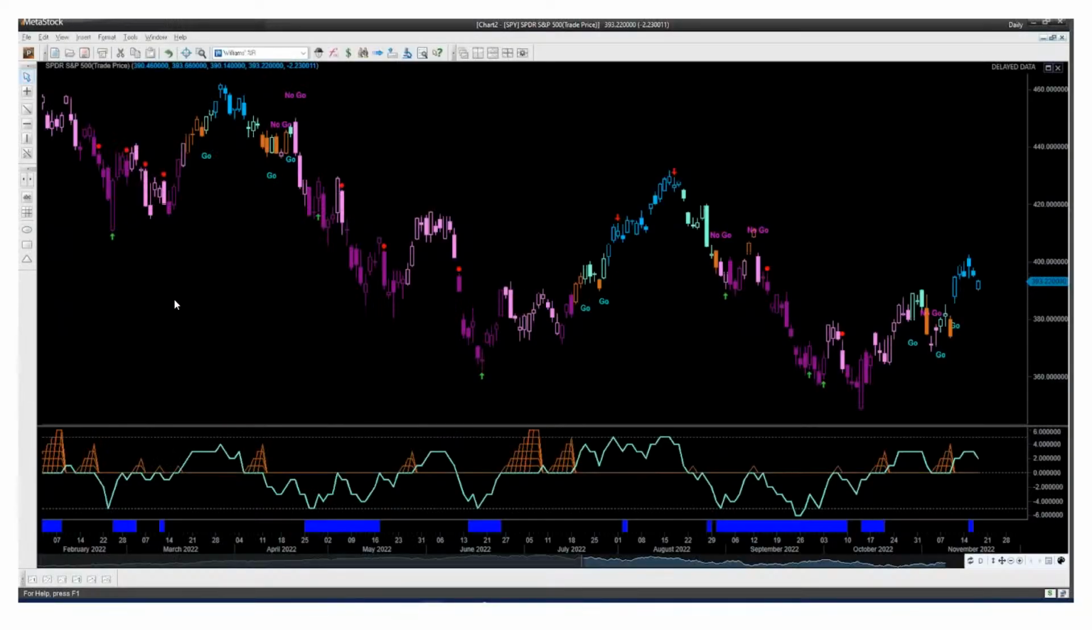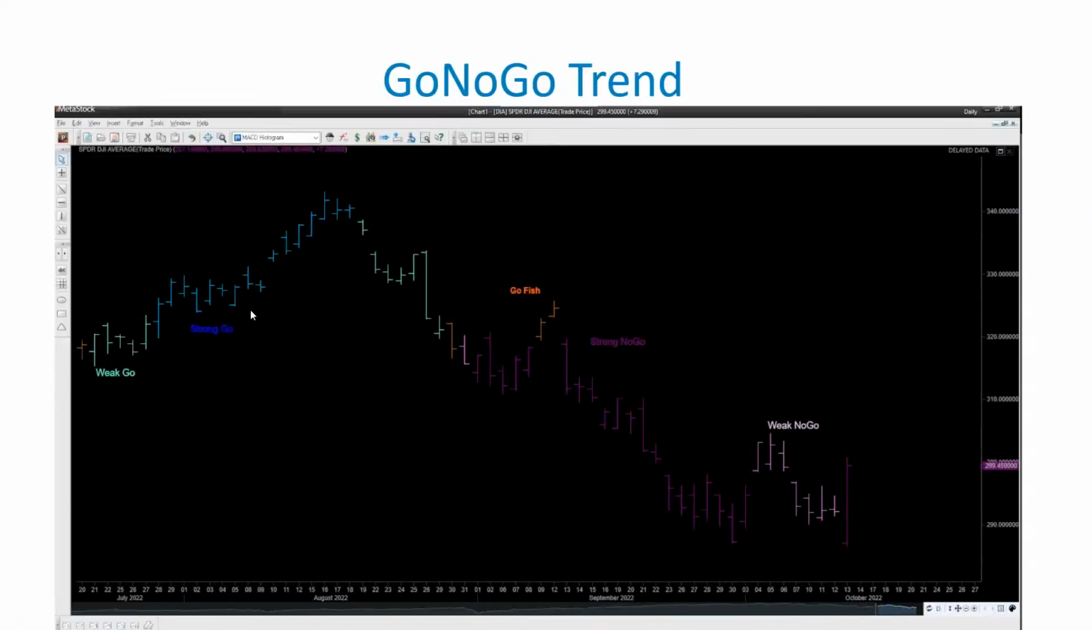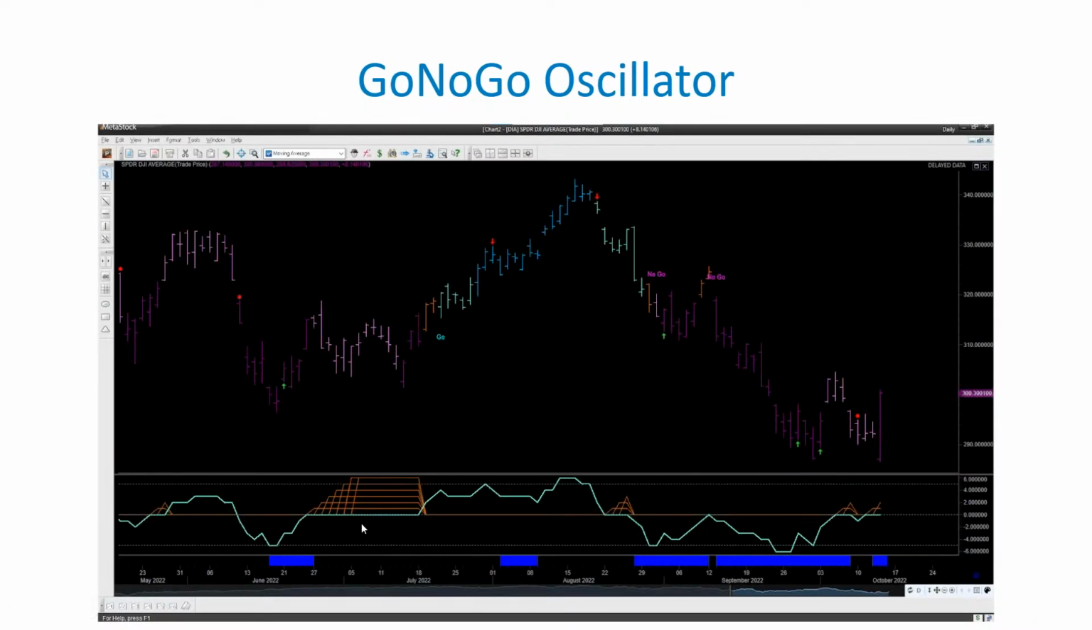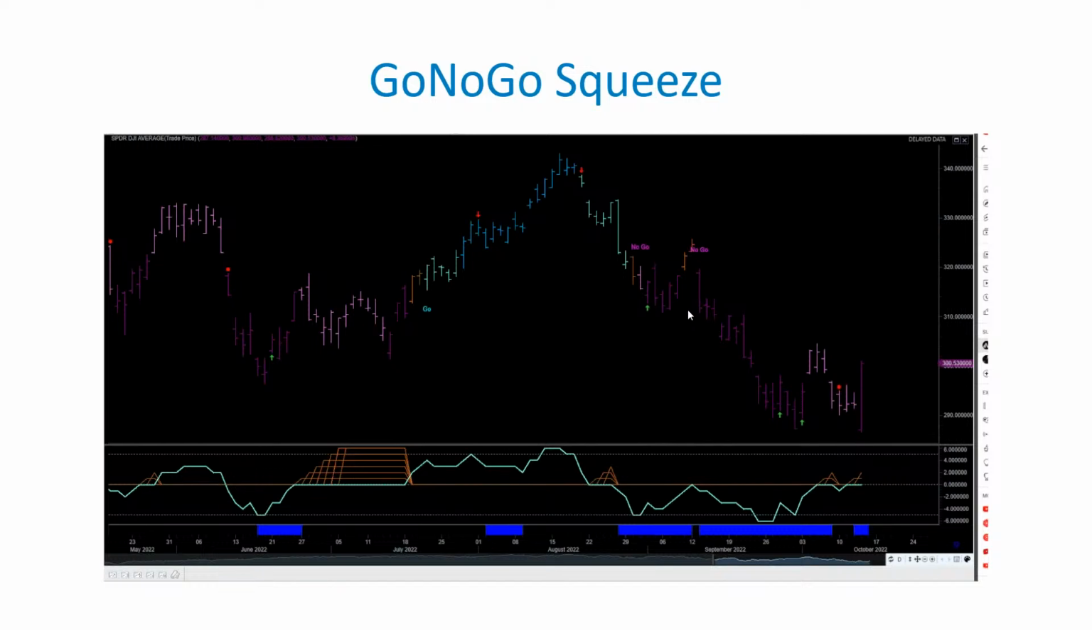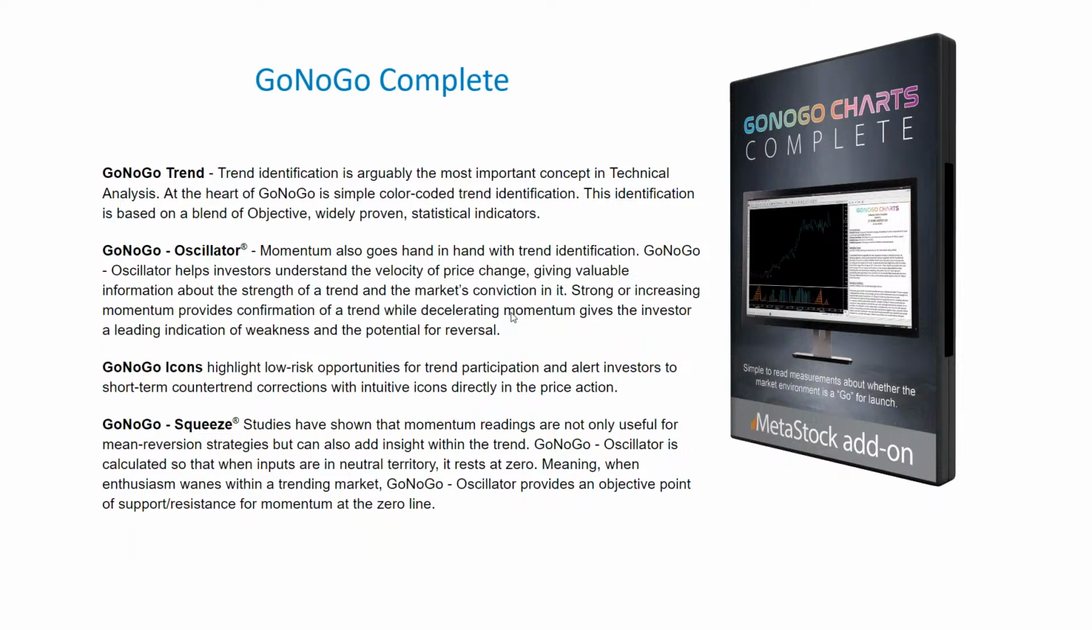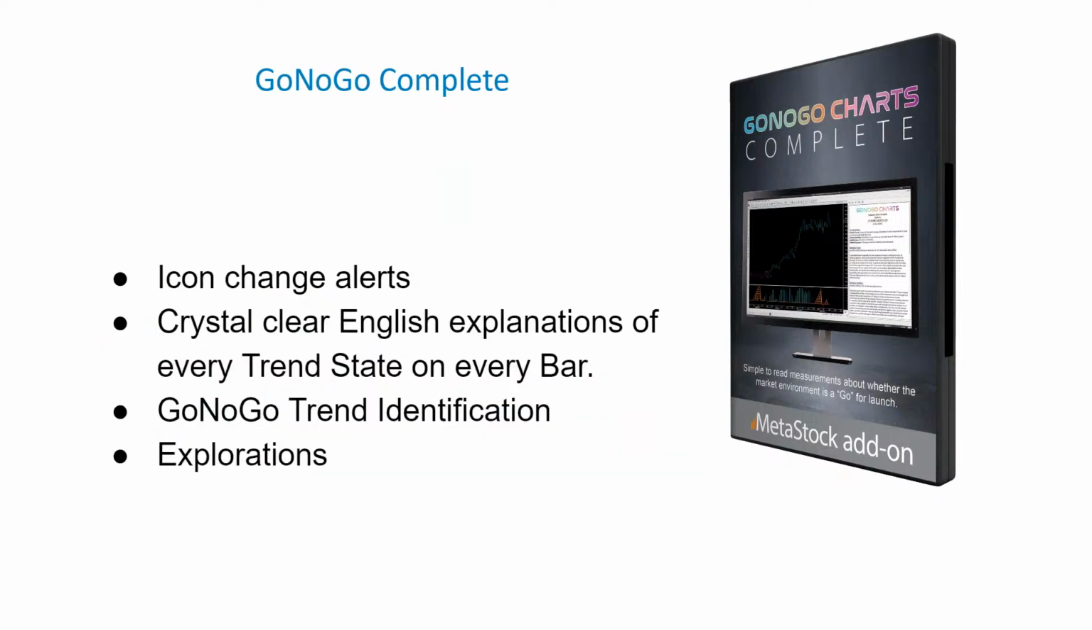So I've already gone through all of this. Here's an example, like I had shown, the SPY with all the signals, or the icons, on the chart. Here's the trend that we were talking about. We've got the weak go, the strong go. Here's another strong go. So that's the trend identifying that we talked about. And then here's your GoNoGo oscillator. And then you've got your squeeze and everything like that. I did go through everything, so I don't need to go through this again because it's a duplicate slide.